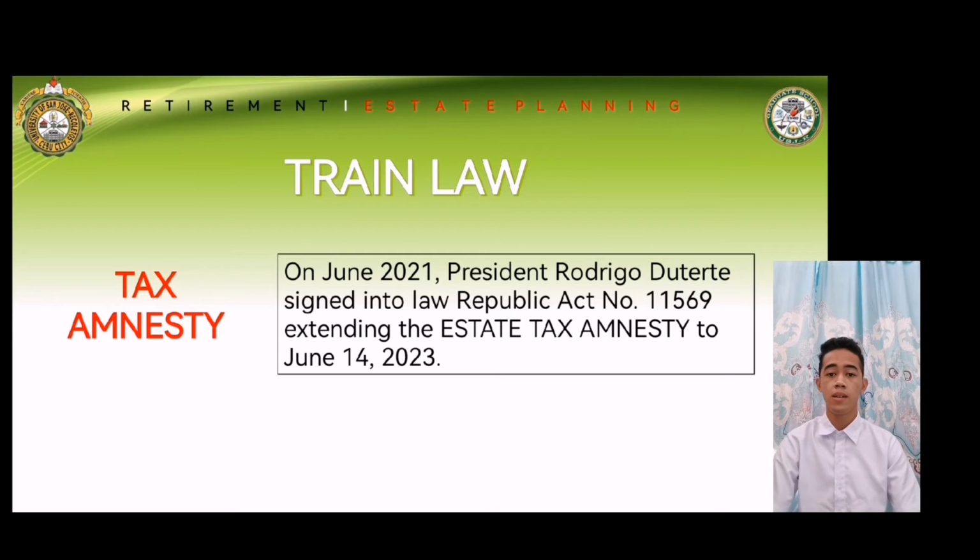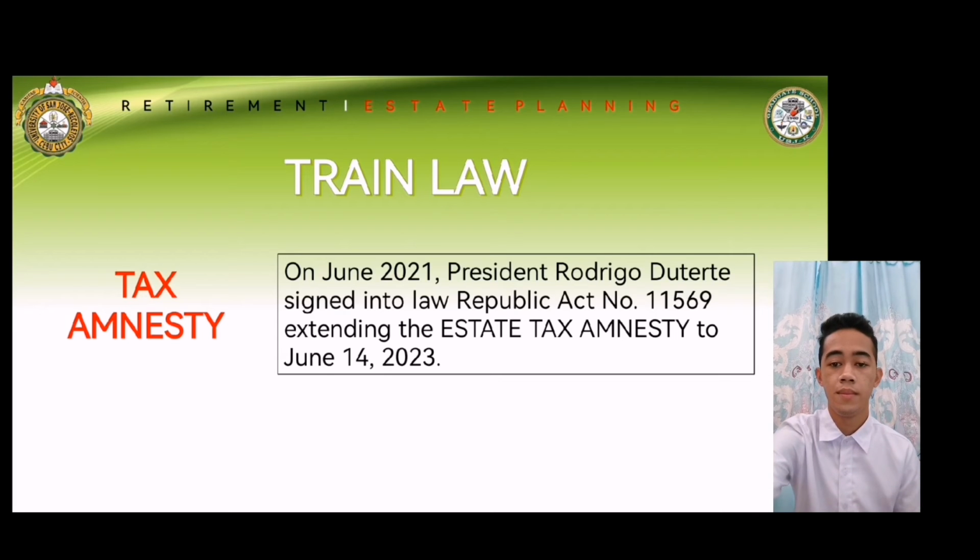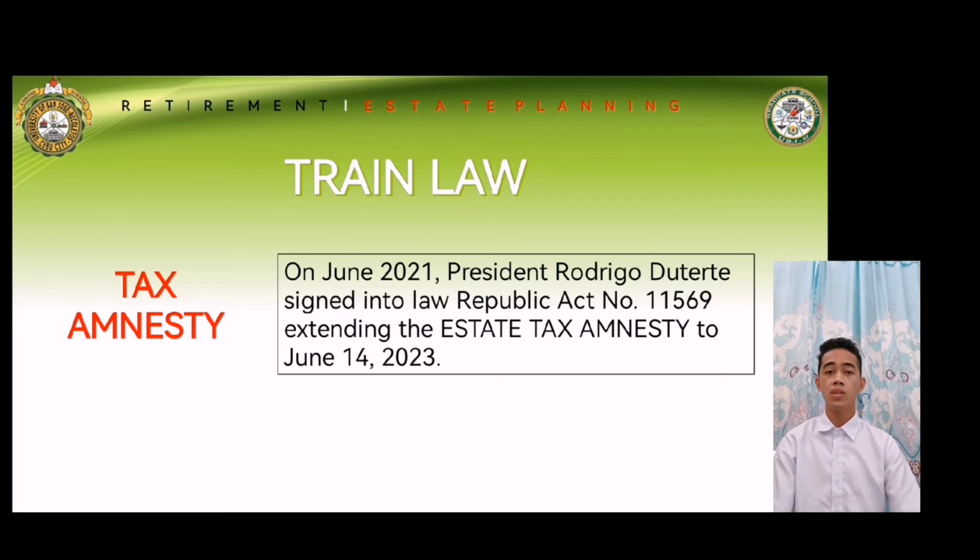Tax amnesty. It is a limited time opportunity for a specified group of taxpayers to pay a defined amount in exchange for forgiveness of a tax liability, including interest, penalties, and criminal prosecutions relating to previous tax periods. In June 2021, President Rodrigo Duterte signed into law Republic Act number 11569, extending the estate tax amnesty to June 14, 2023.